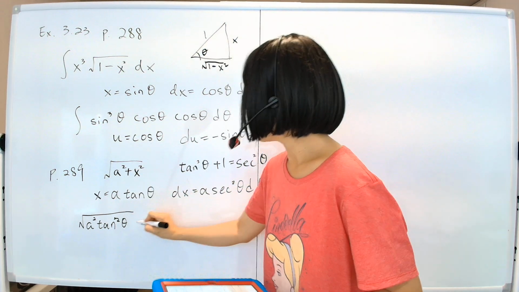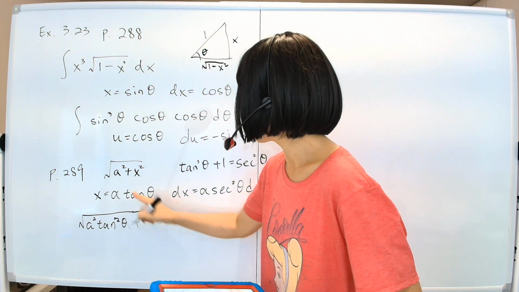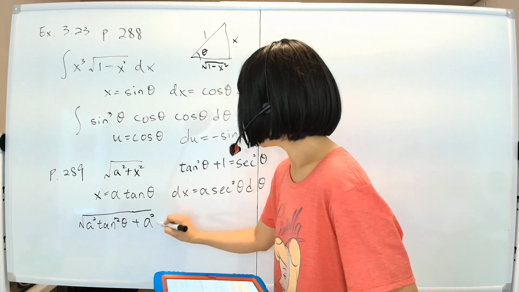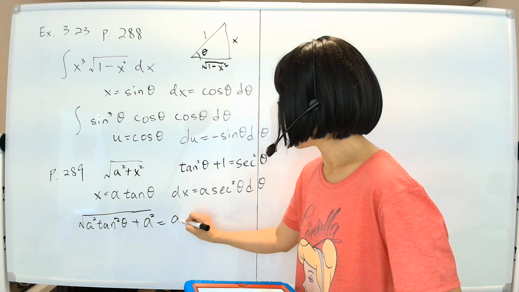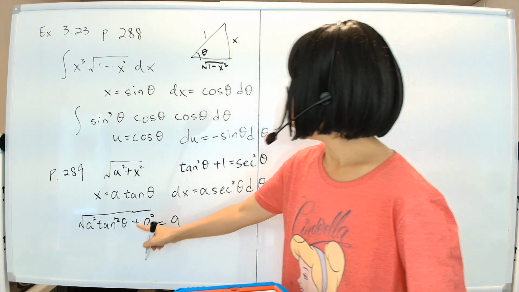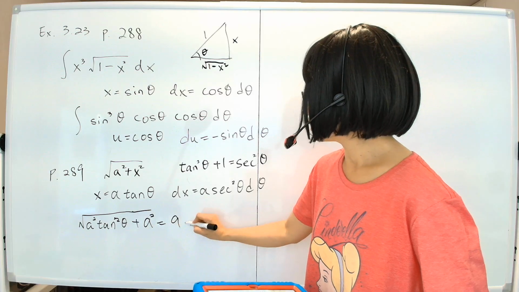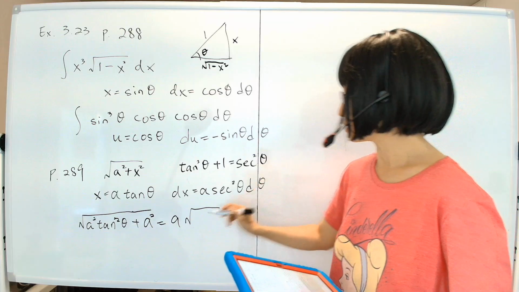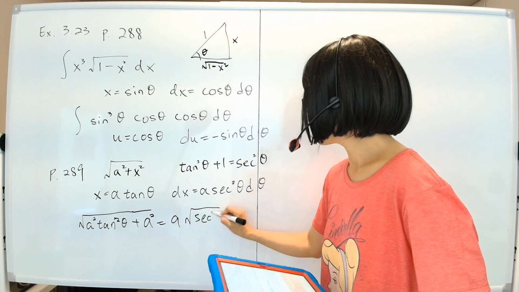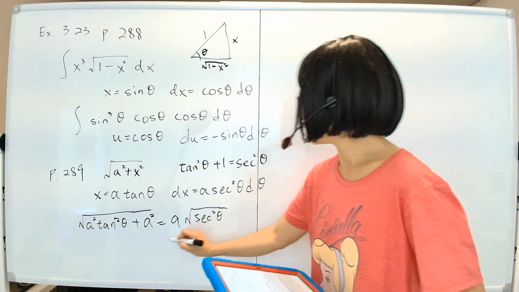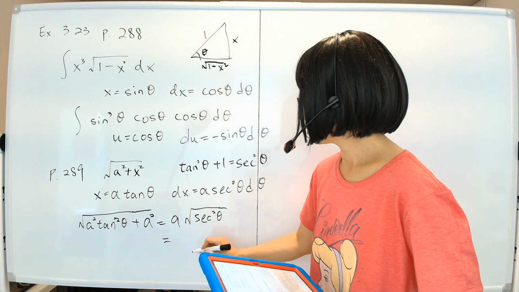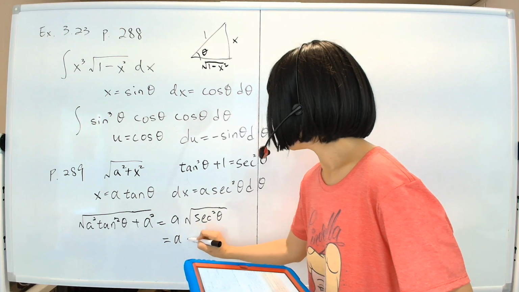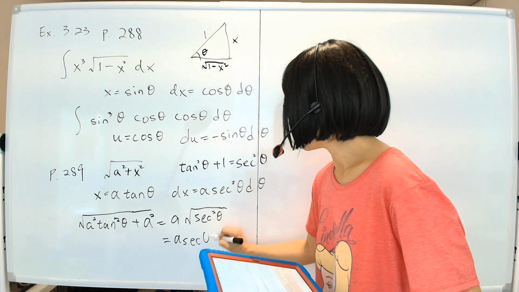plus, sorry, I wrote that first. That's x squared, okay, plus a squared, which is equal to, we'll take the a out because a is positive. We'll take the a out, then we have the square root of tangent squared plus 1, this thing right here, which is secant squared theta. And that's an 8, not a 9. And so that would be just equal to a secant theta, no square.